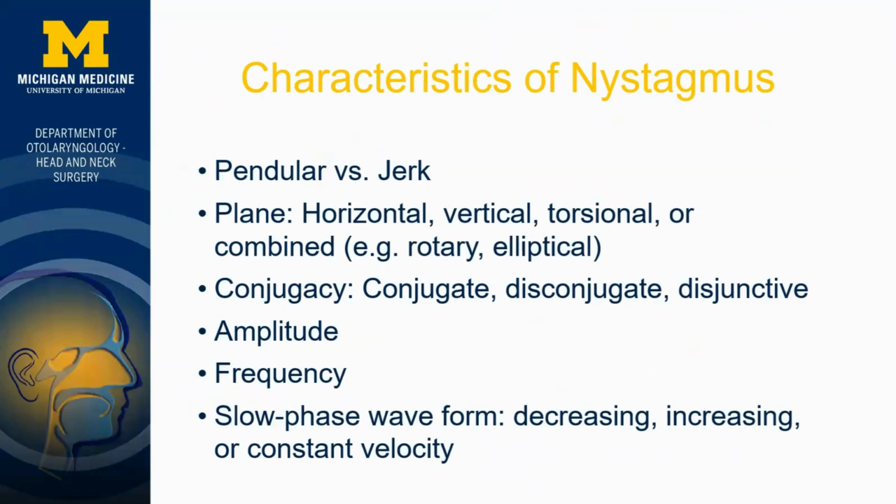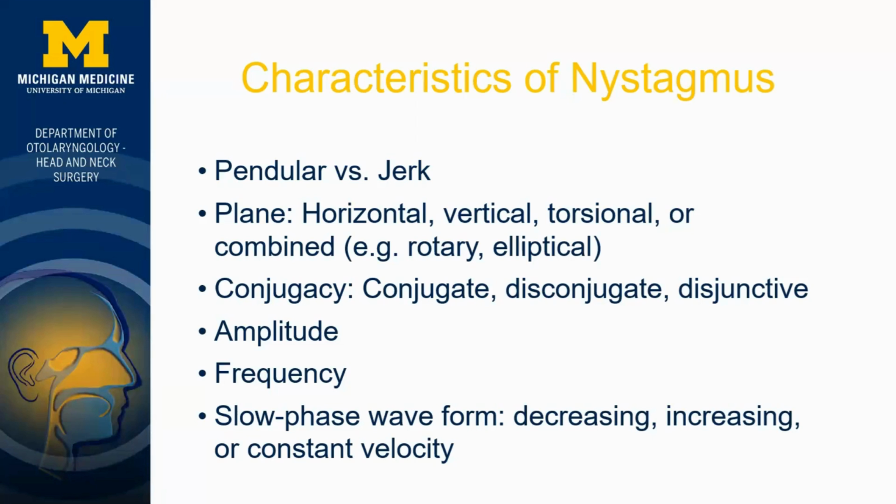When we talk characteristics of nystagmus, there are quite a few different characteristics. A lot of them we won't necessarily see in otologic cases, but it's important to know how to describe it. So there's pendular versus jerk nystagmus. Pendular is more of a back and forth. You can name the plane that the nystagmus is in. So is it a horizontal nystagmus, vertical, torsional, or combined, like a rotary or elliptical nystagmus?